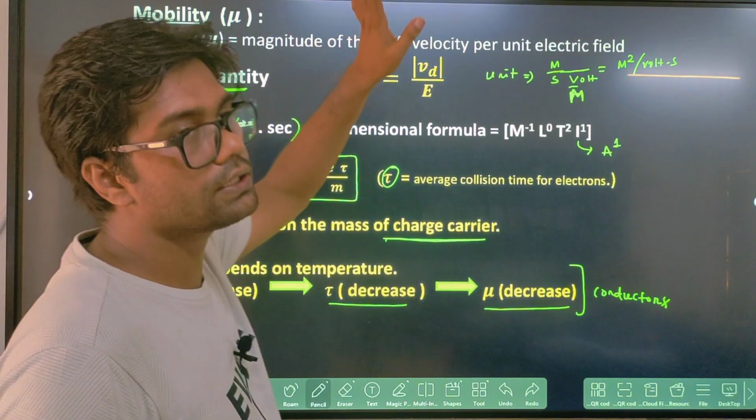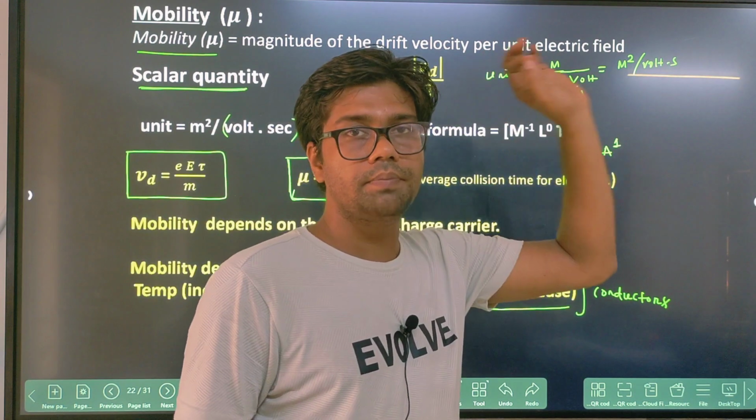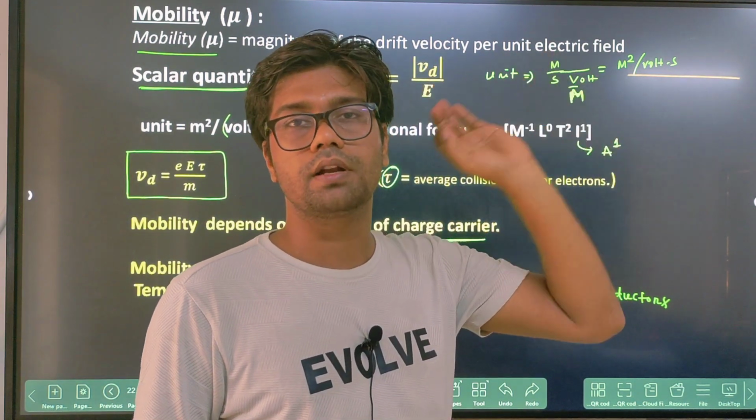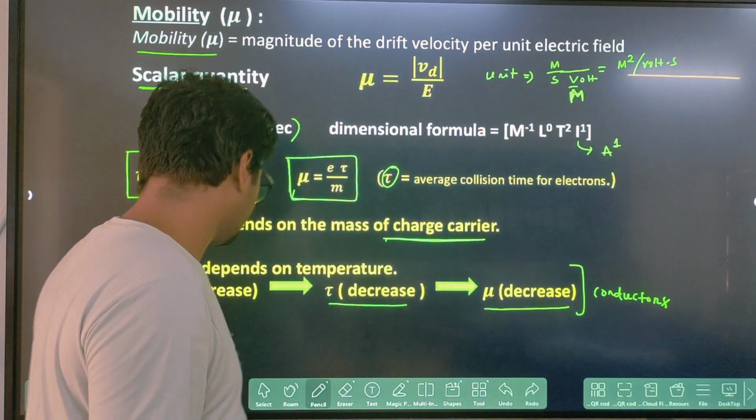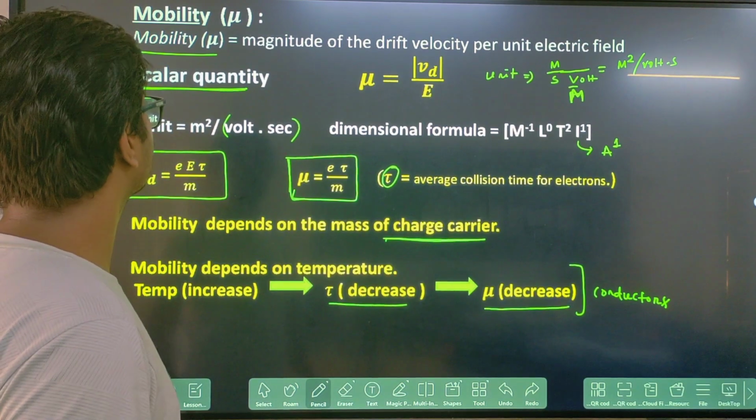And how do you define this one? Drift velocity, or magnitude of drift velocity per unit electric field. You define it like this, correct?